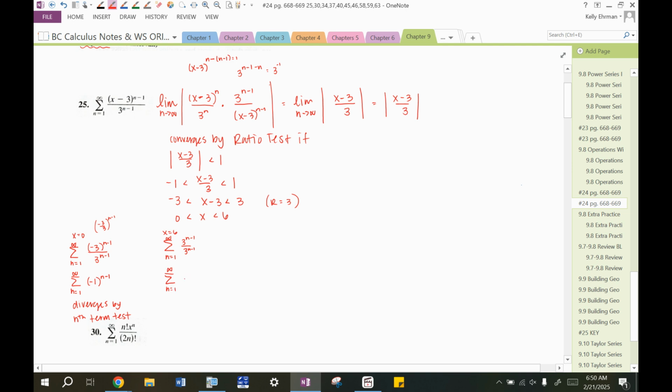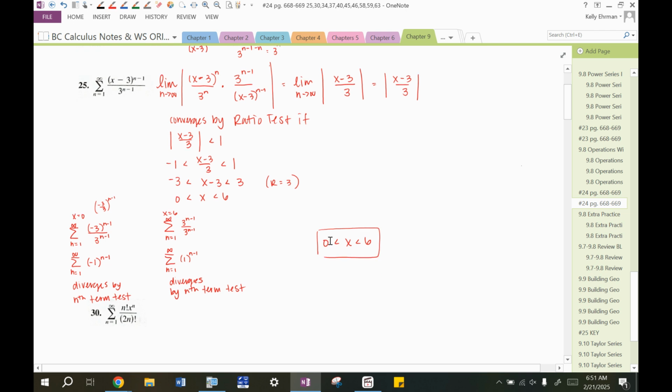It could be 1 to the n minus 1, I suppose, but it doesn't. That part doesn't matter. So this also diverges by nth term test. So we will not include either of the endpoints in our interval of convergence. So our final interval is just x between 0 and 6, but not including those ends.